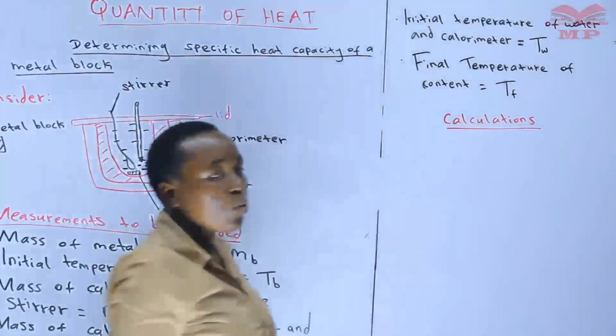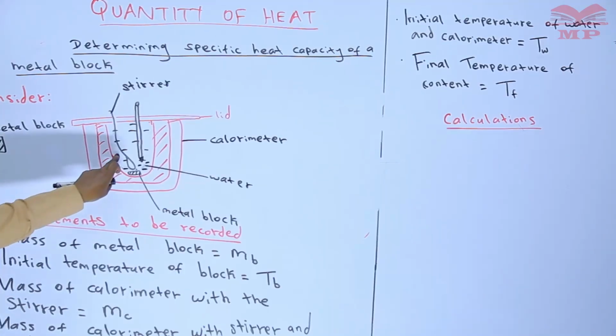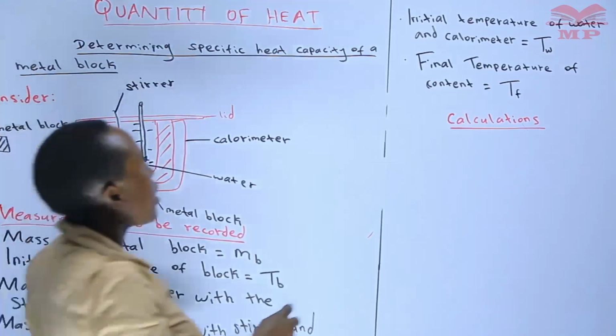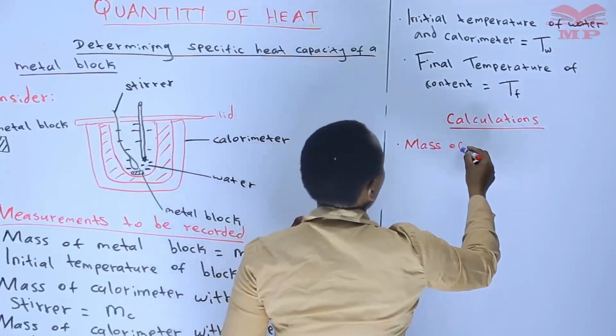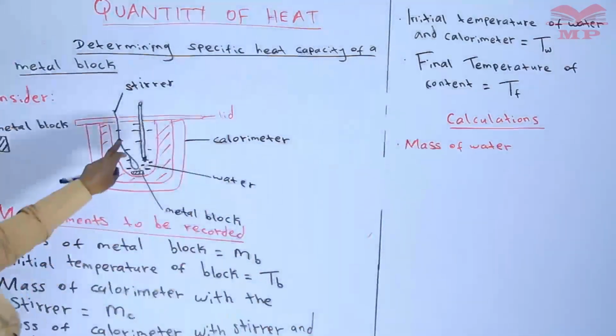So we want to get the specific heat capacity of the metal block. Before we engage the formula, we also need to know the mass of this water. So one of the calculations that we need to take is the mass of water. What is the mass of water? We have not calculated the mass of water.